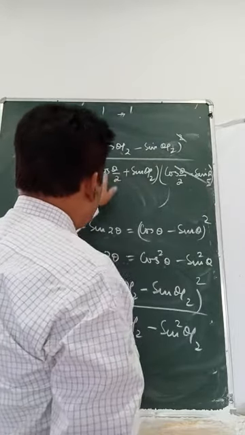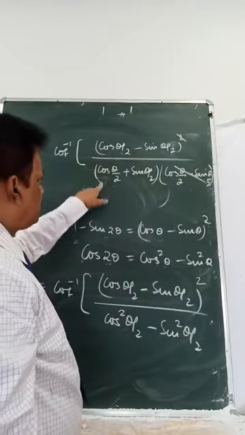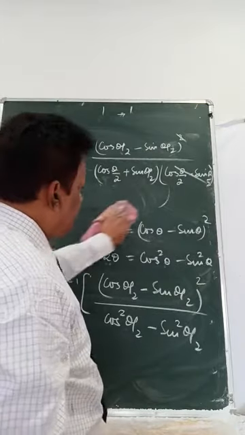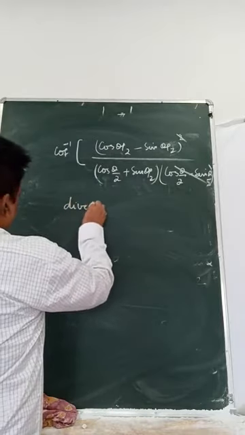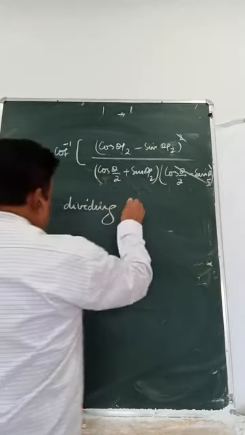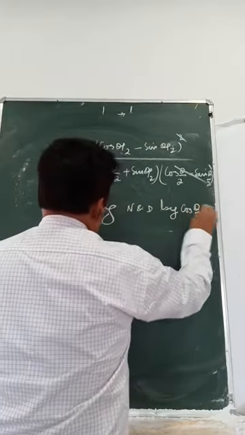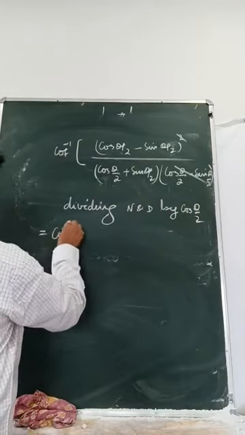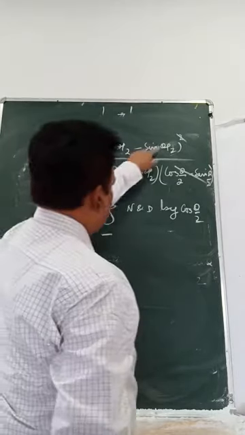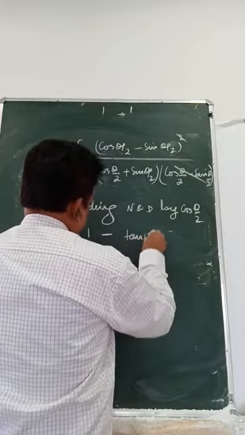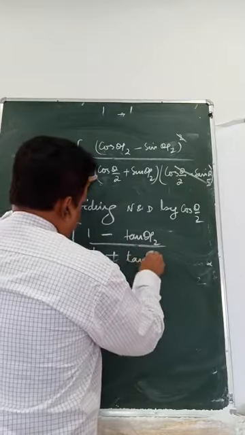Here I had given a clue, you have to make this one 1. How to make it 1? Now divide numerator and denominator by cos theta by 2. So dividing numerator and denominator by cos theta by 2, that will be cot inverse of (cos by cos 1, sin by cos tan theta by 2) over (cos by cos 1 plus tan theta by 2).